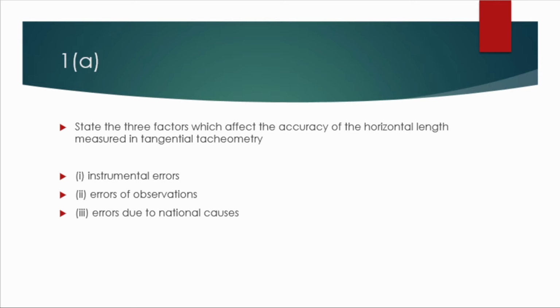Let's go directly to the question. On the first question, we were told to say the three factors which affect the accuracy of the horizontal length measured in tangential tacheometry. The first one here, we have the instrumental errors. We have errors of the observation and errors due to natural causes. So those are the few things.